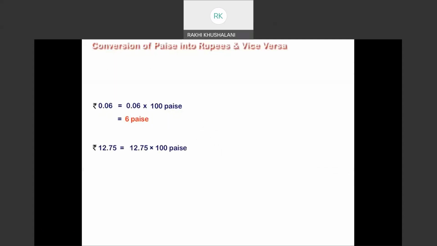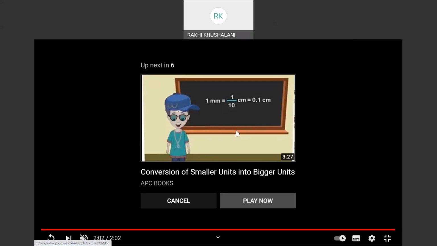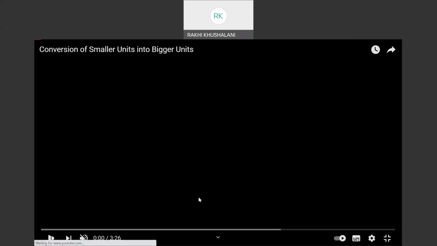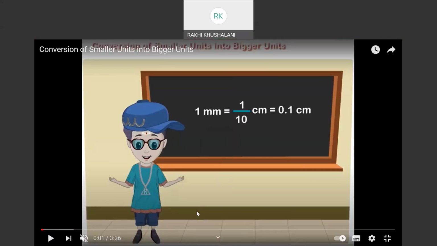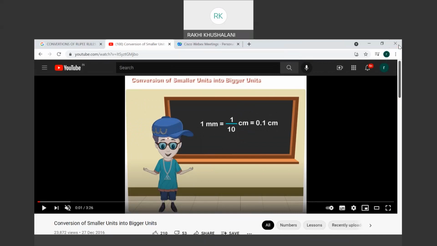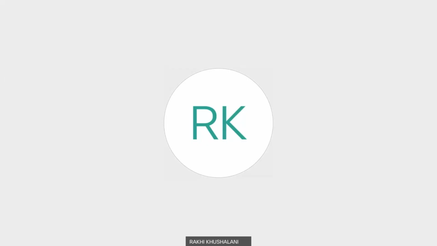So 12.75 rupees to be converted into paise, directly multiply by 100. That means 2 decimal places have to be removed. So I hope you all have understood this part. Conversion of smaller unit to bigger unit, these concepts, I will go through that concept.